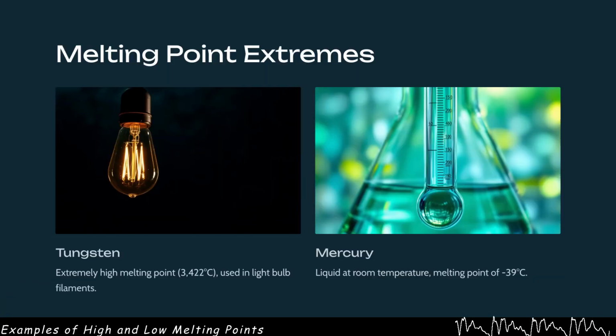Tungsten has one of the highest melting points at 3,422 degrees Celsius. That's why it's used in light bulb filaments. On the flip side, mercury is liquid at room temperature with a melting point of -39 degrees Celsius. Let me paint you a picture of these extremes. If tungsten were an athlete, it would be like that super dedicated gym buff who won't break a sweat even in a sauna. It takes tremendous energy to get it to melt down. Mercury, though? It's like that one friend who shows up to practice already warmed up and ready to go. It barely needs any energy to get moving.